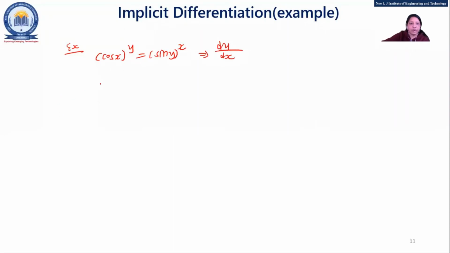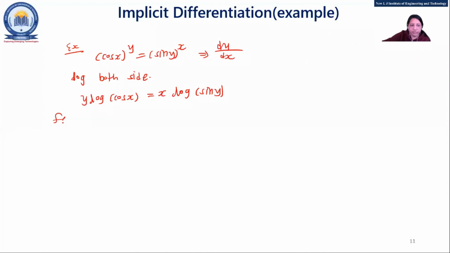Fine. So what happens when this type of thing is there? x raised to something, right, and y raised to something. At that time, what we are doing? Take log both sides normally, right? So this can be y log cos x equal to x log sin y. Fine, x log sin y.